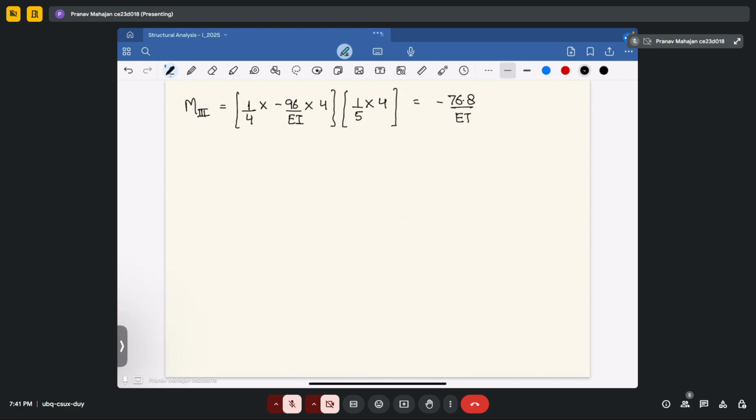Now adding all the three moments will give you the deflection at point B. So your deflection at point B will be equal to 1 upon EI into 768 minus 1536 minus 76.8, and this will give you the deflection at B to be equal to 844.8 divided by EI.